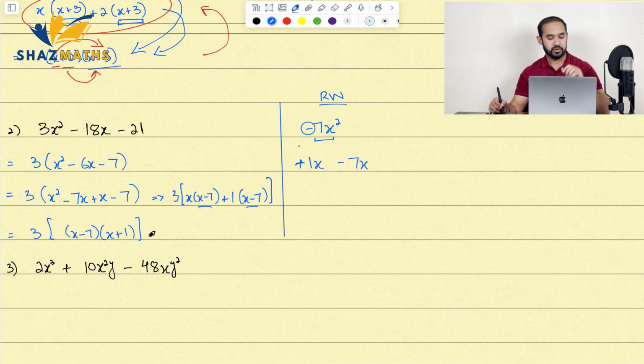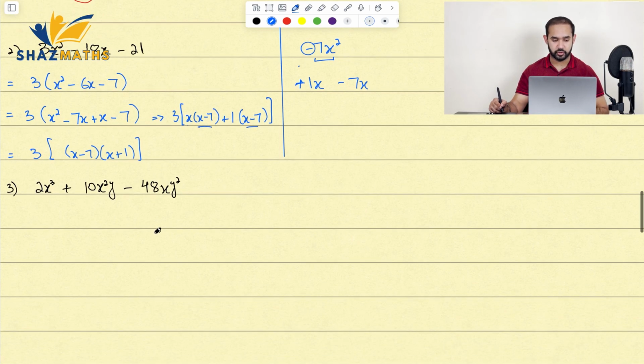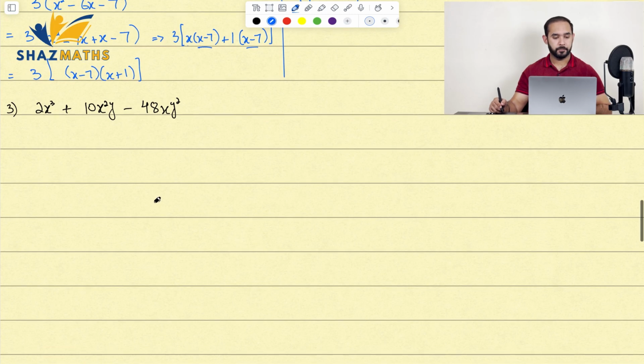Okay, let's do the third example as well. Now in this third example, again the very first step was you'll take out the common term. Now this is the most ignored part, I would say, in the students, that they do not look for the common term and they just jump onto the third step, that is the middle term break. So do not make this mistake, please, and always follow the steps.